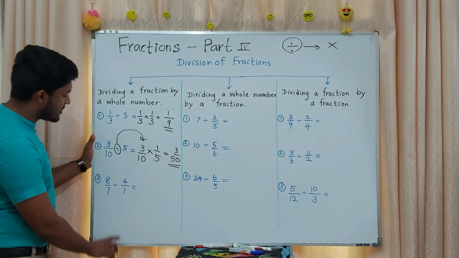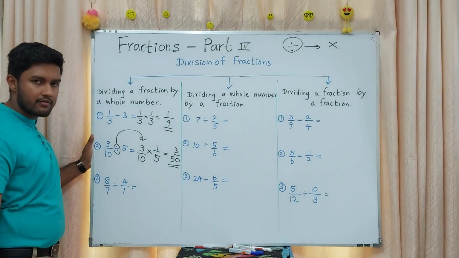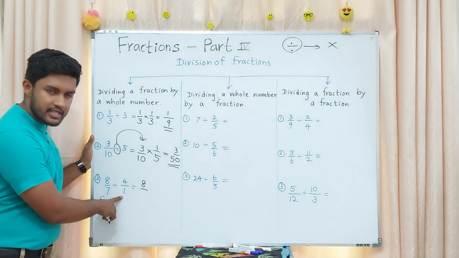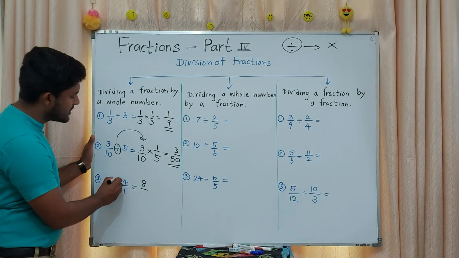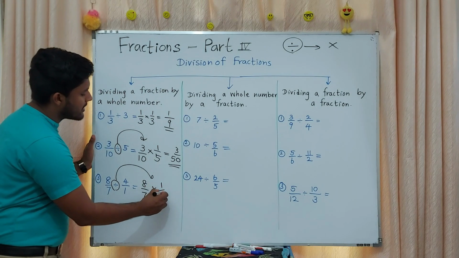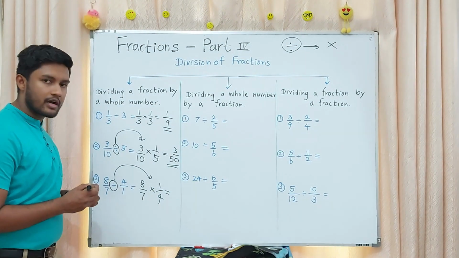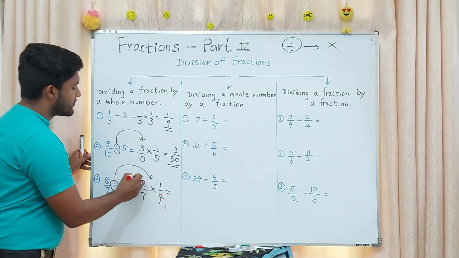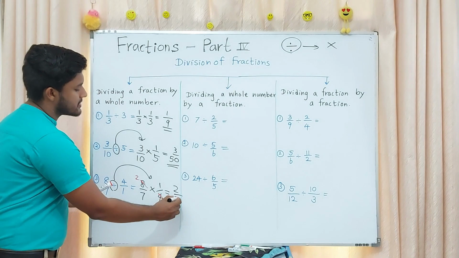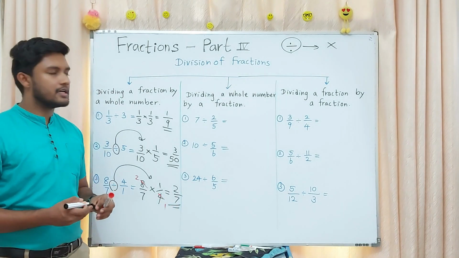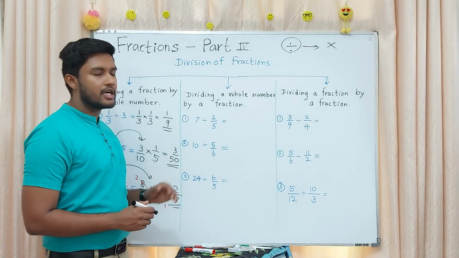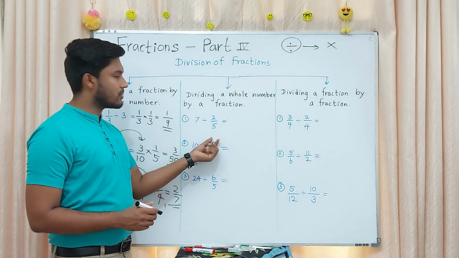Then here 8 over 7 divided by 4 over 1. That means we have to get the reciprocal after converting the division mark into a multiplication mark. 8 over 7 into 1 over 4. Then we can cut 4 into 1, 4 into 2, 2 into 1, 2, 7 into 1, 7. 2 over 7 is the answer.